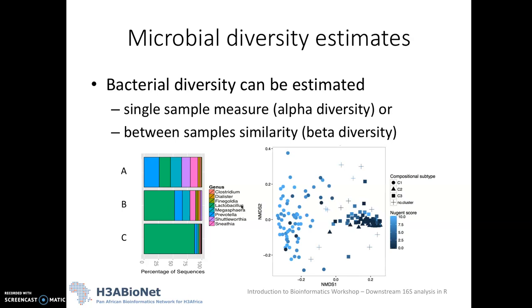Now, if we want to instead relate samples to each other and see how similar they are, we look at something called beta diversity. So that's your between sample diversity. And on this plot here on the right hand side, each point represents one sample. You can see that certain samples are more similar and they form distinct clusters. So for points that are closer to each other, their underlying microbial composition data are more similar.